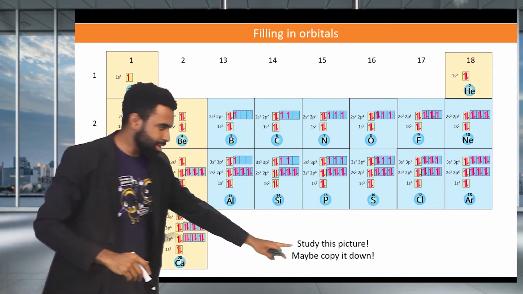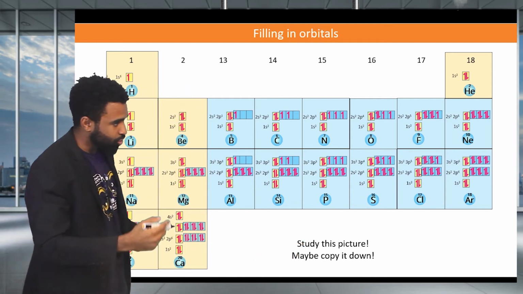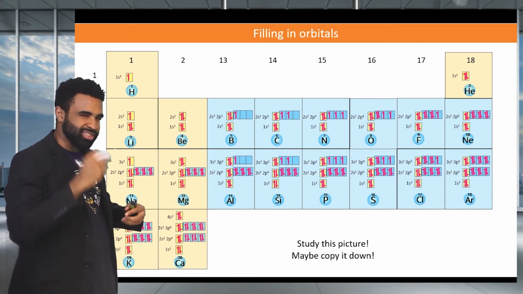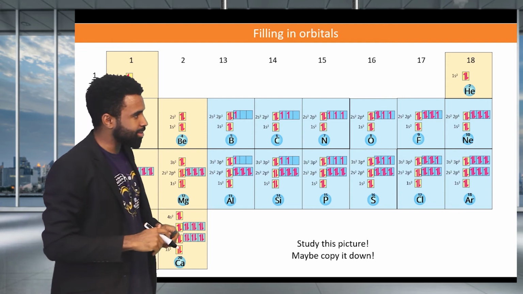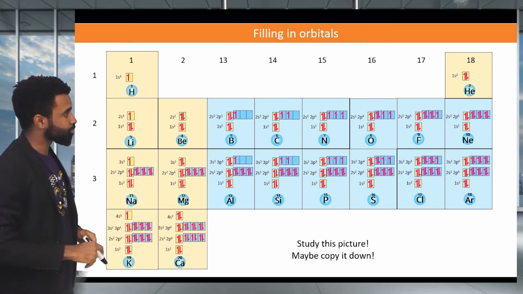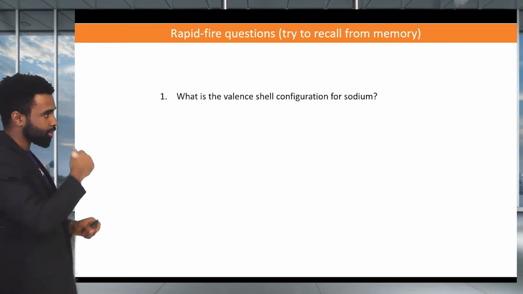Again, I want you to study this picture. Make sure you try to copy it down. You should be able to generate something that looks like this somewhere in the synapses of your cerebrum. Let's try some rapid fire questions.